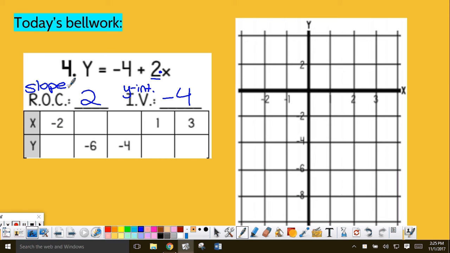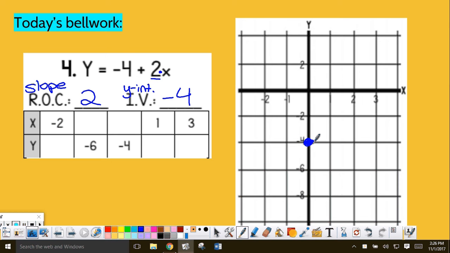So I'm going to go down to negative 4 and plot my y-intercept at negative 4. Okay? So there's my first point. And now we're going to change. Our rate of change is going to help us move and plot our other point.